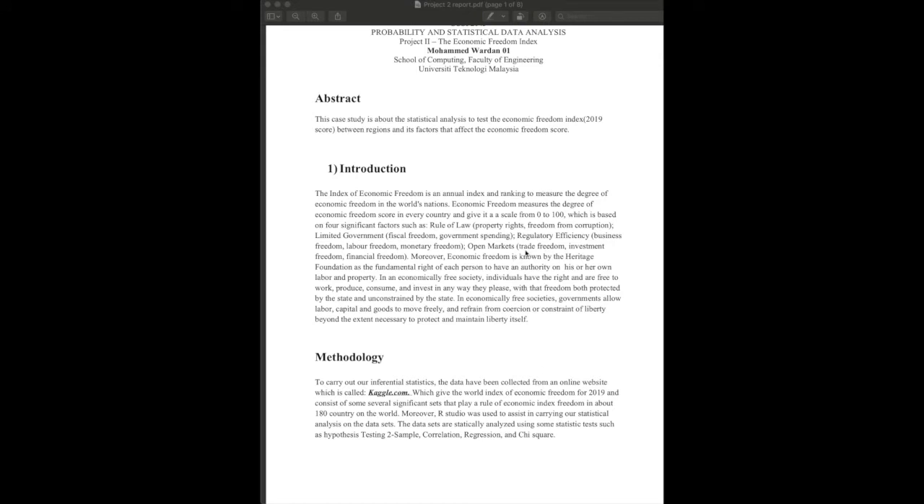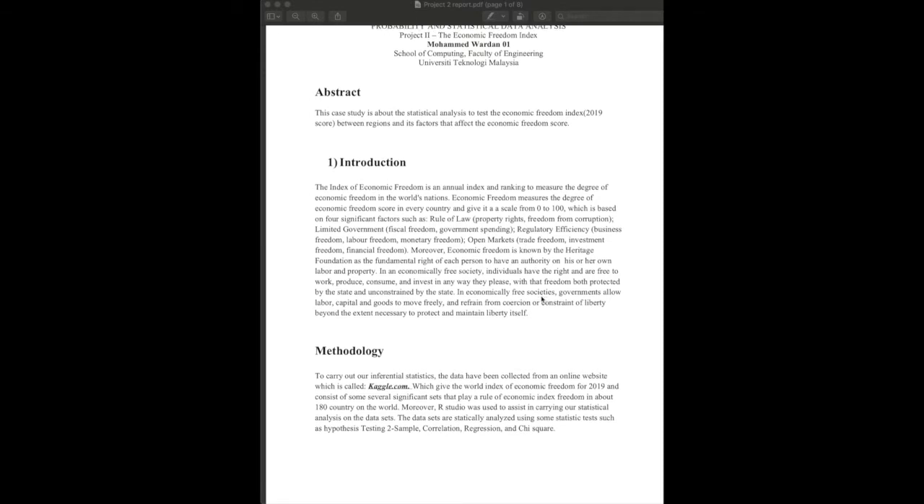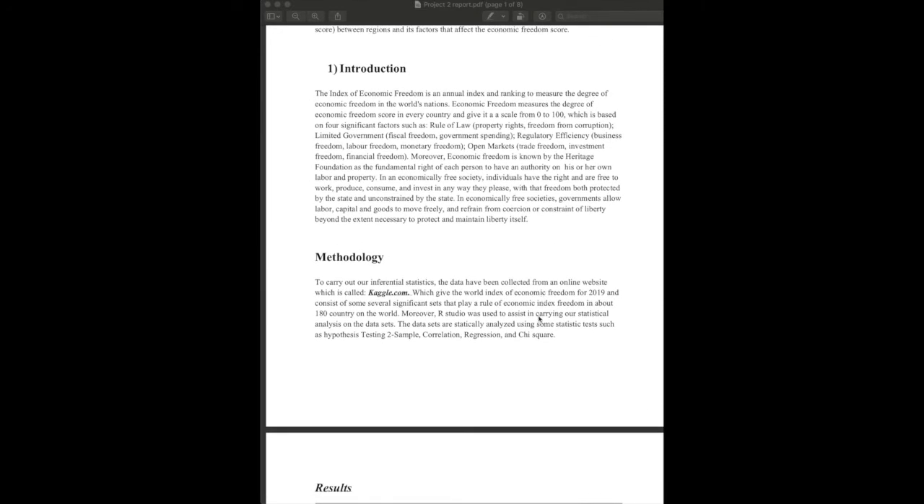To do our initial statistics, I had to collect the data through an online platform, which is Kaggle.com. The data is about more than 180 countries in the world. However, since the data is considered big data, I have chosen some variables for the test and to play with.